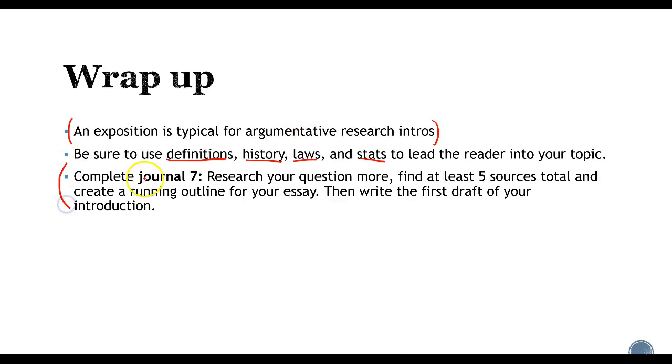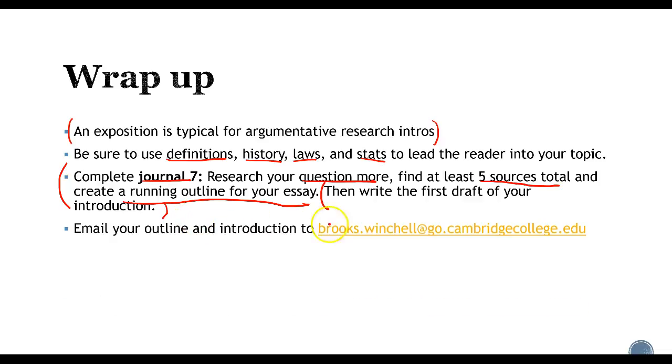I want you to complete Journal 7. So for Journal 7, I want you to research your question more and find at least 5 sources total and create a running outline of how you're going to write your essay. So synthesize those sources, create an outline, and then try writing the first draft of your exposition or your argumentative research introduction. So try to do that as soon as possible, and then email it to me at brooks.winchell@cambridgecollege.edu. I'll give you some feedback on your outline and your introduction, and after that you're going to be into writing the rest of the essay.